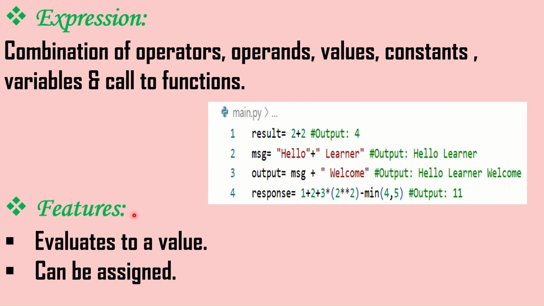If you look at its features, an expression evaluates to a value. This means whenever an expression is evaluated by the Python interpreter, it always returns a value back. So an expression always results in a value, and it can be assigned. An expression can be assigned to a variable or to anything.